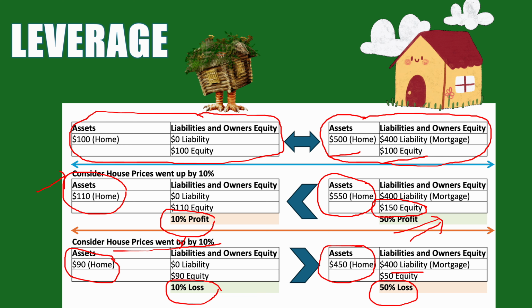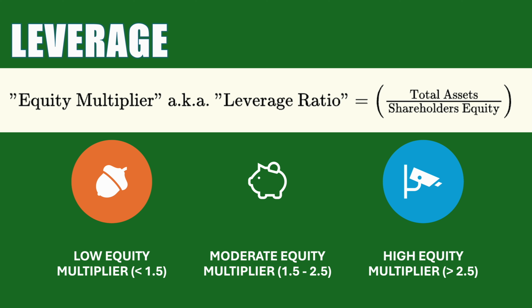So you can see that leverage, if utilized properly, leads to enhanced profits. But at the same time, if it's misused, then it can lead to a lot of losses as well. Leverage ratio, also called equity multiplier, is the ratio of total assets to the shareholders' equity. A low equity multiplier would be less than 1.5. Moderate is between 1.5 and 2.5. High would be greater than 2.5.